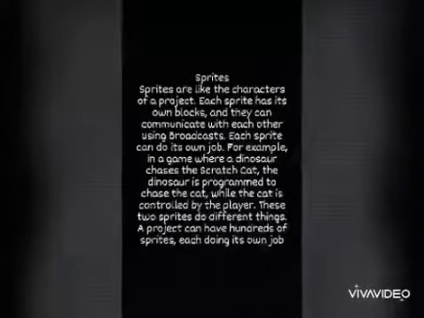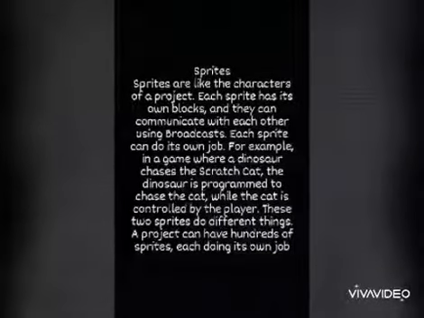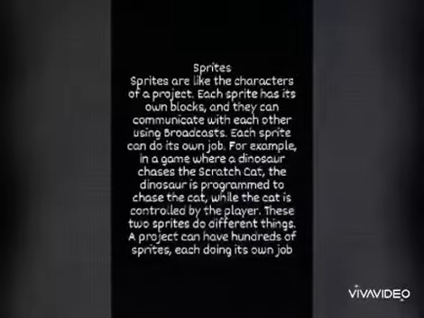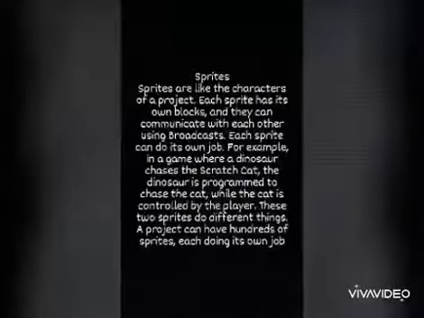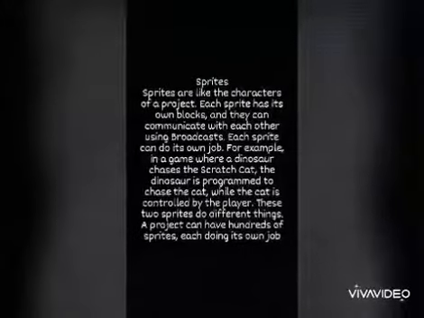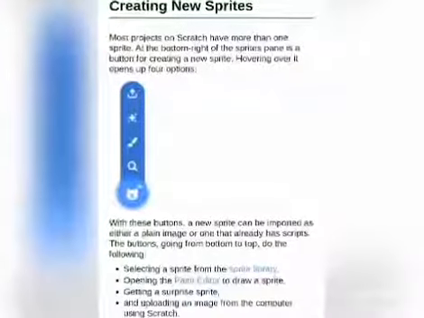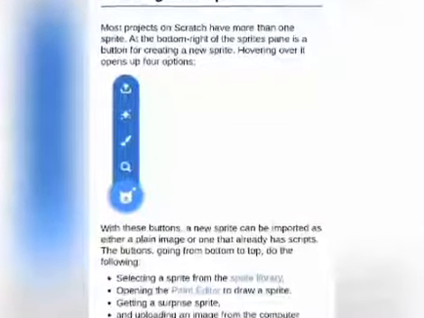Sprites are like the characters of a project. Each sprite has its own blocks and they can communicate with each other using broadcasts. Each sprite can do its own job. For example, in a game where a dinosaur chases the Scratch cat, the dinosaur is programmed to chase the cat while the cat is controlled by the player. These two sprites do different things.